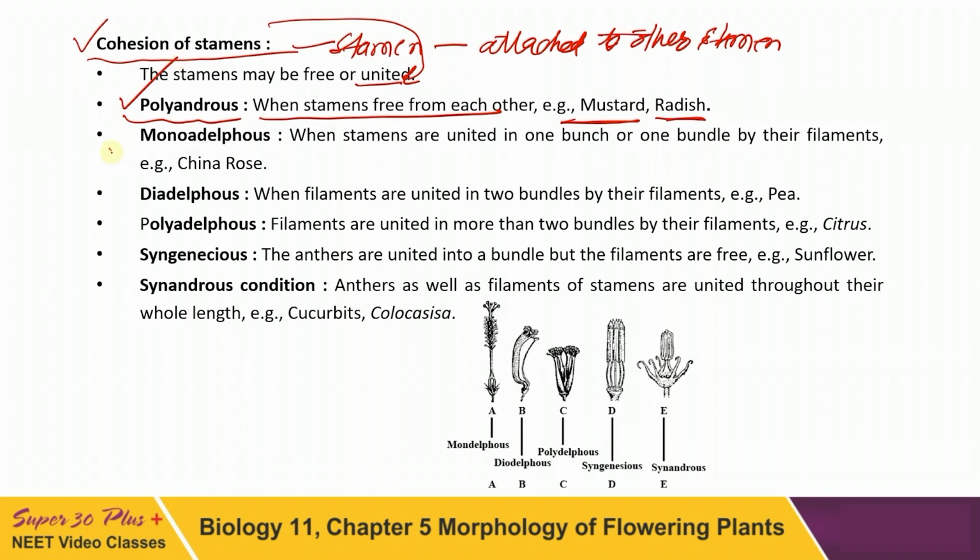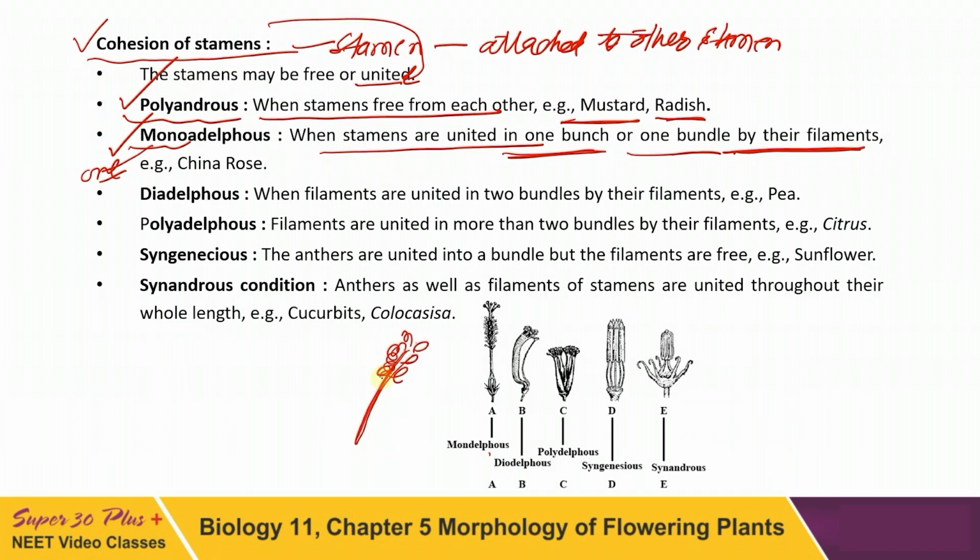The other important term is monoadelphous. Mono means one. All stamens are united and make one group, one bunch or one bundle, by their filaments. The filaments of all these are united. You are seeing here the central structure, and these are the anthers. All stamens are united here. That condition is found in the case of China rose.